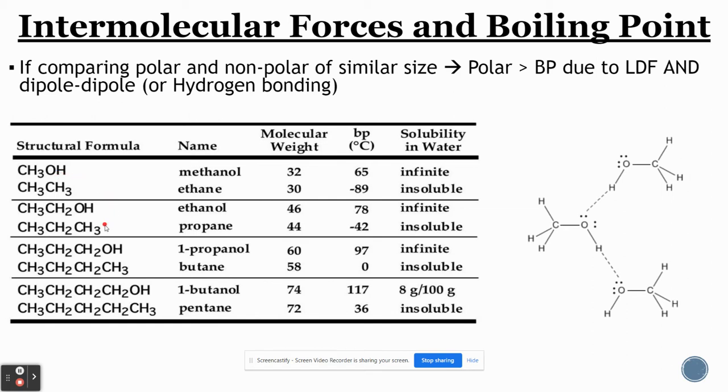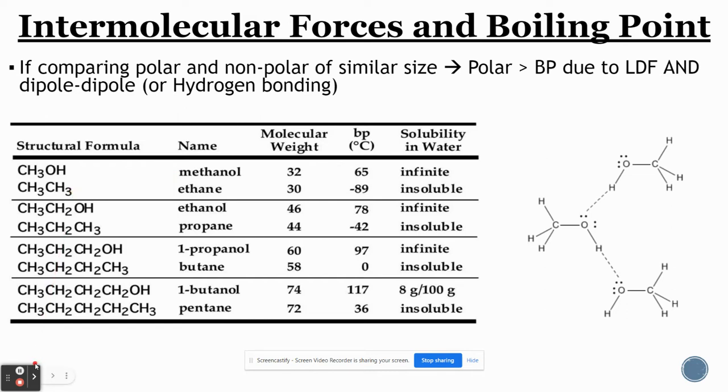Take a look at these ones here. We have propane and ethanol. Yes, this one's a bit higher in terms of molecular weight, so maybe there's some more LDF there, but it's not really the LDF causing the difference here. This is a really, really big difference. It's really because this is polar due to the OH group, leading to more hydrogen bonding and LDF. This only has LDF, so not as much energy is needed to evaporate it, whereas this has LDF and hydrogen bonding.